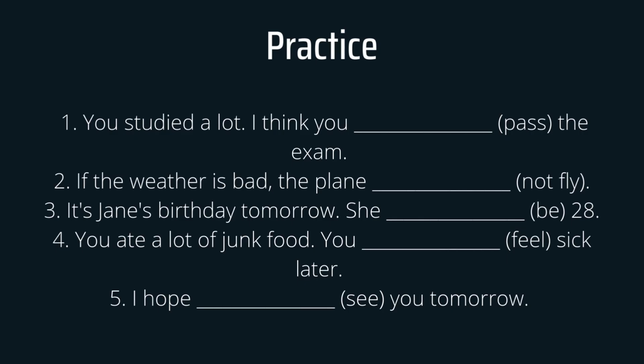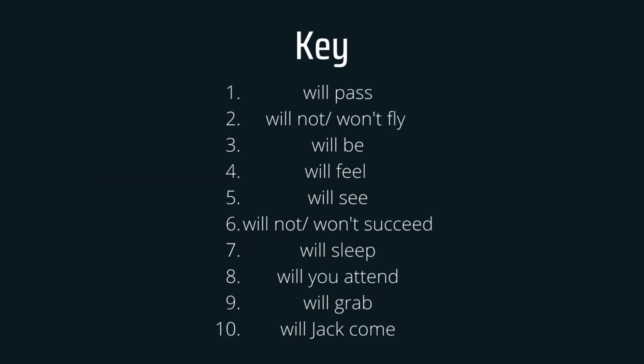You ate a lot of junk food. You will feel sick later. So as we previously agreed, the simple future is used to predict things in the future. She ate a lot of junk food, so you are predicting that she will feel sick later as a result of eating junk food. In this slide, you have the key for the previous practice, but don't peek at it. Just try to solve it on your own.